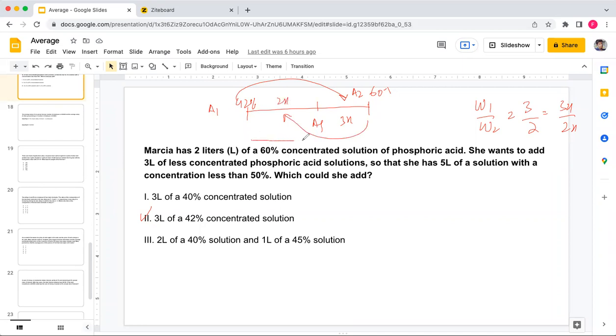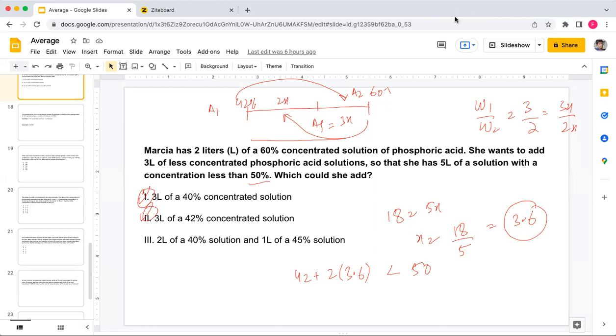So in total, what is the difference? That is 60 minus 42, 18. And this is equal to 3x plus 2x, which is 5x. And x is equal to 18 divided by 5, which is 3.6. And now what is the overall average? That is 42 plus 2 into 3.6, which is again less than 50%. So this is also possible. The first two options are possible, right?